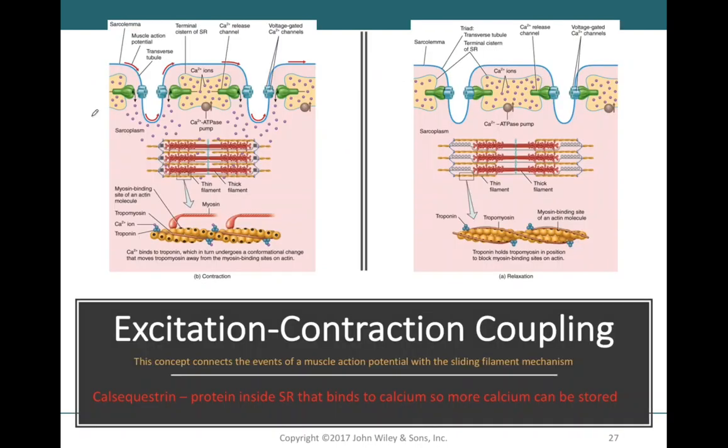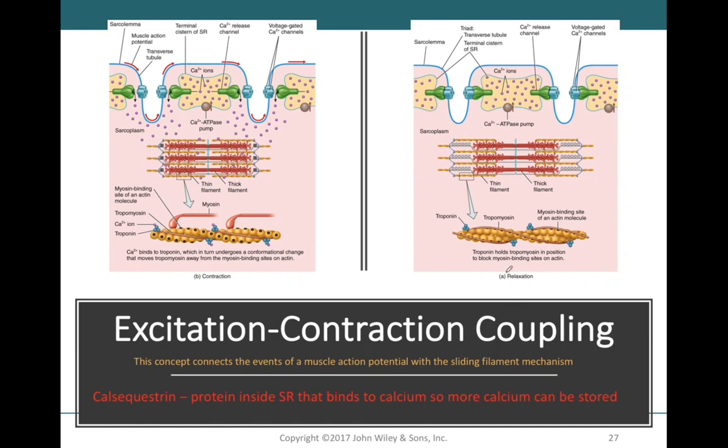Okay, so this slide is going to discuss excitation-contraction coupling. This is our big concept for Chapter 10. Excitation-contraction coupling refers to combining the events that occur with a muscle action potential, sending a signal to a muscle fiber to allow for muscle contraction. So these are the events that occur every single time you contract or relax any of your muscles. On this slide we're going to discuss what happens inside of the muscle fiber, and on the next slide we're going to discuss what happens inside of the nerve fiber.